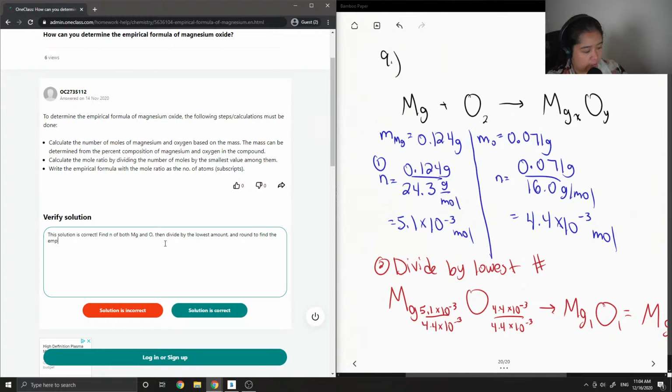And I also mentioned to just round. Sometimes you might get something like 2.9. You just need to round it to 3.